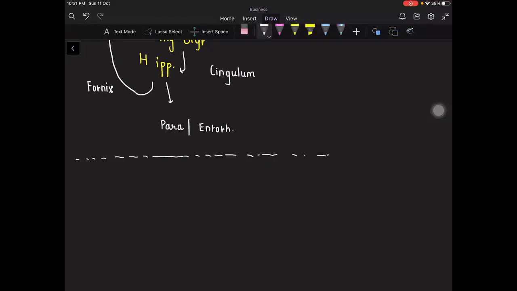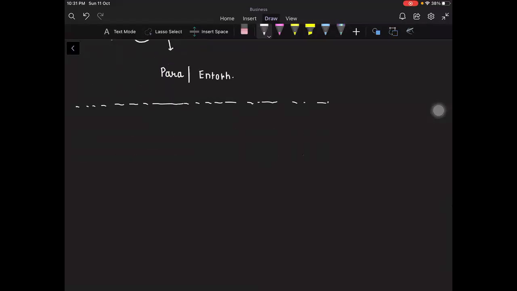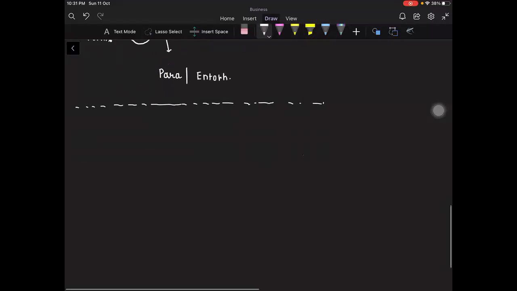Okay. So another boring thing that you need to remember is the thalamic nuclei and your hypothalamic nuclei. So thalamic nuclei, remember this thing.